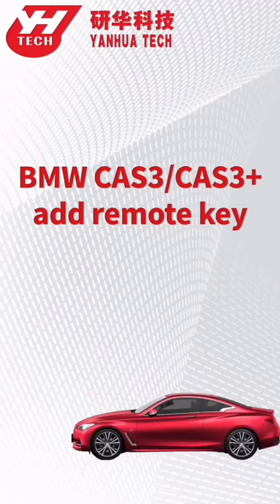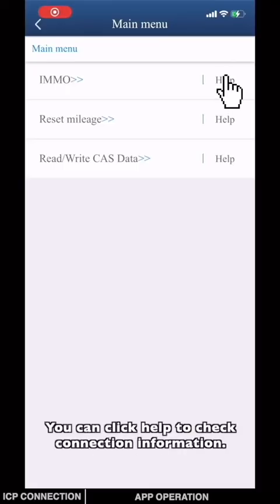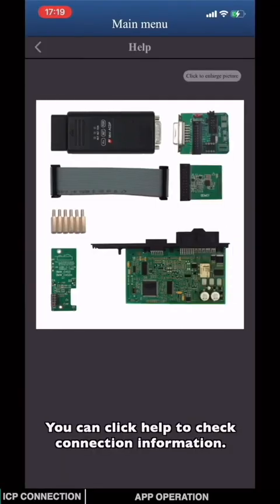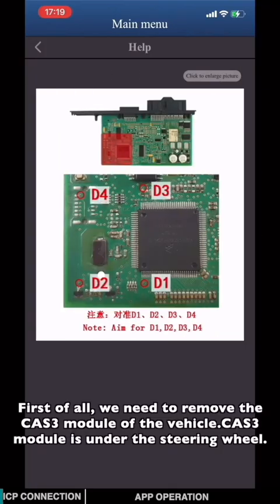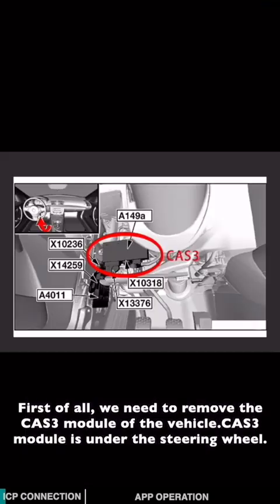This video is going to show you how to program a remote key for CAS3 on BMW. You can click Help to check connection information. First of all, we need to remove the CAS3 module from the vehicle. The CAS3 module is under the steering wheel.